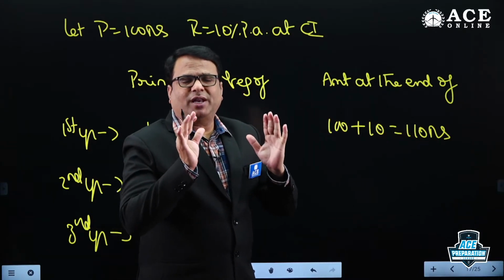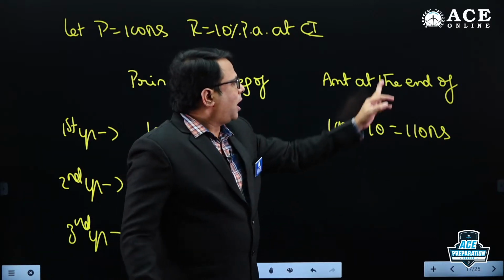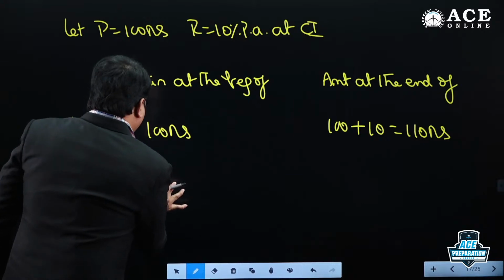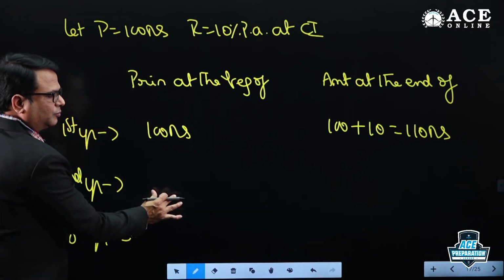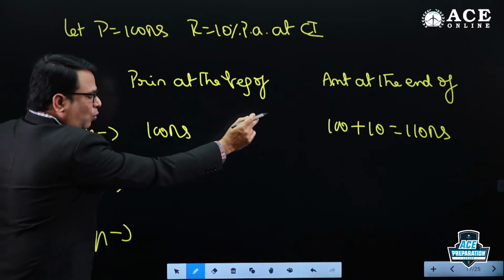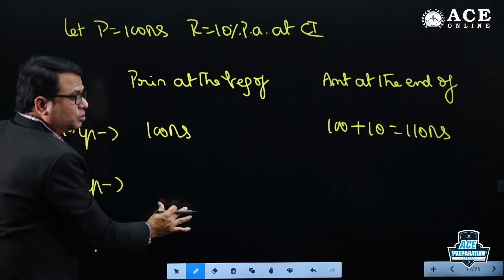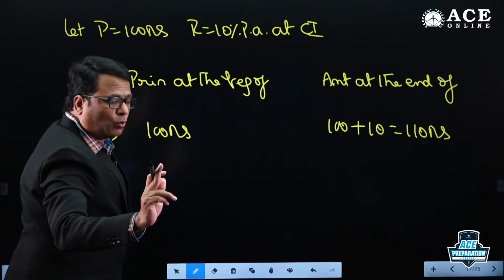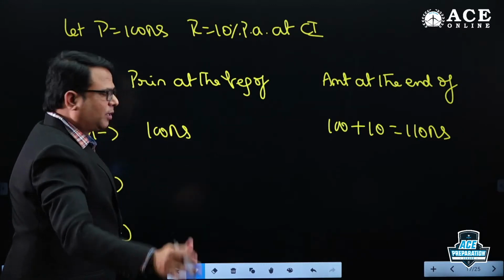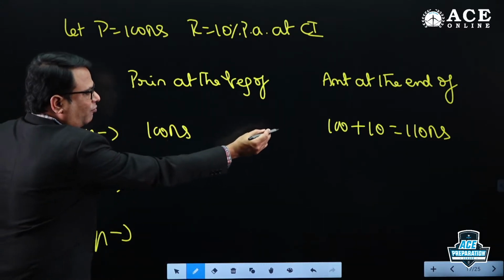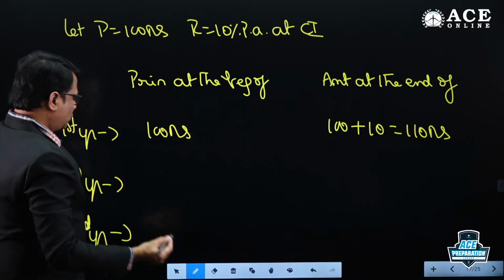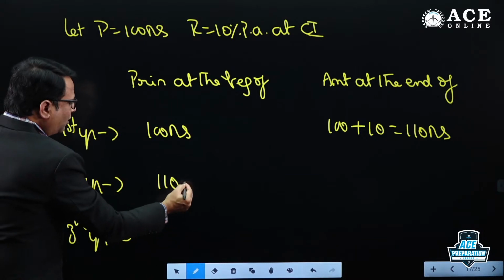Now, I tell you one very, very important point. The amount at the end of first year will become principal at the beginning of second year. And this will happen only in compound interest, not with respect to simple interest. Okay now, so amount at the end of first year will become principal at the beginning of second year. So what is principal at the beginning of second year? 110 rupees.